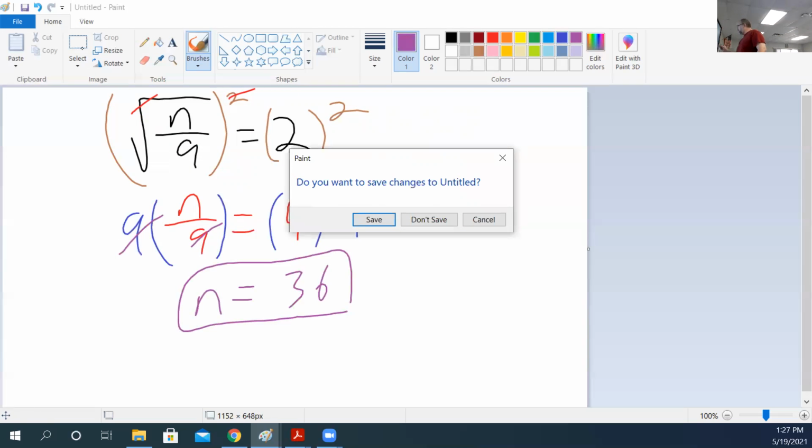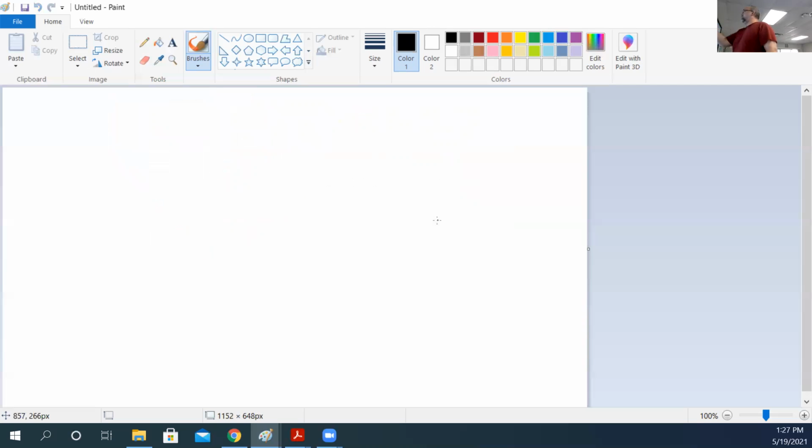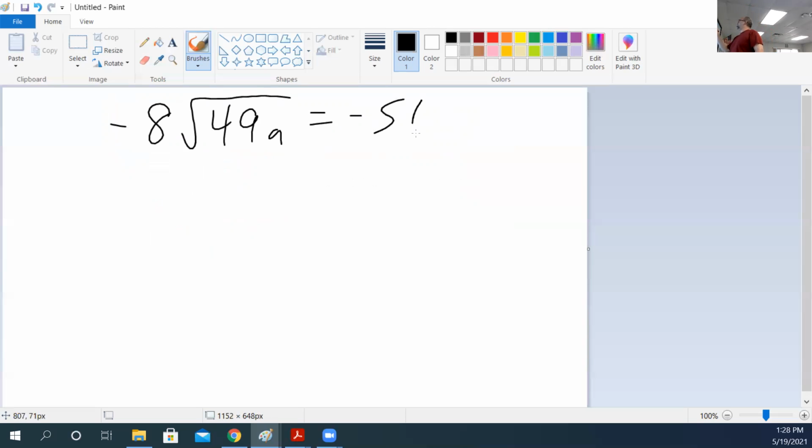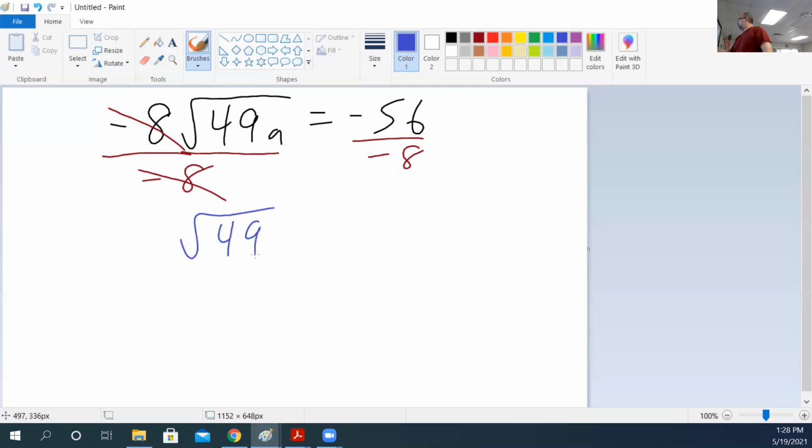Let's try one more. How about -8 times square root of 49a equals minus 56. Same idea. You need to move the -8 across, so it's going to be dividing both sides by -8. So it cancels over there. And so we got square root of 49a equals 56 divided by 8, which is 7. And now we've got the square root by itself on this side, so we can square both sides.